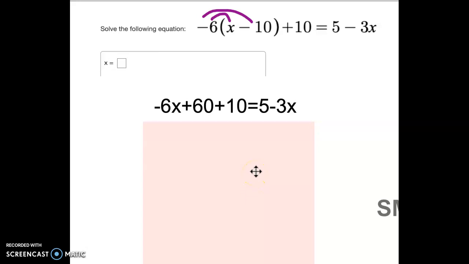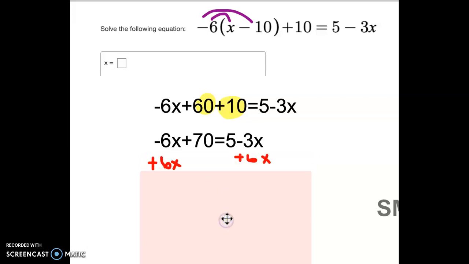Now the next step, we want to combine like terms if there are any. So on the left-hand side, we see that we do have two like terms. 60 and 10, those are just constants. We can combine them. When we do that, we get negative 6x plus 70, because 60 plus 10 is 70, equals 5 minus 3x.